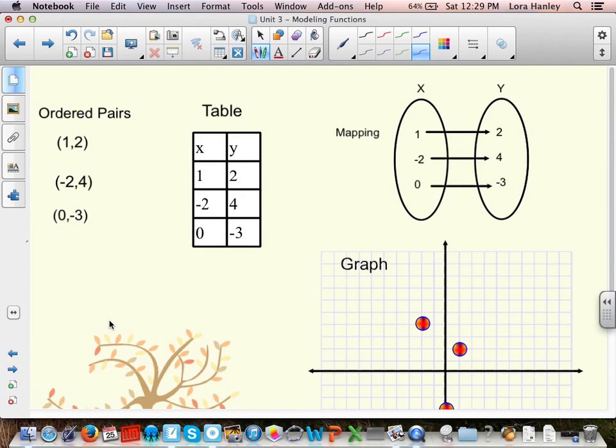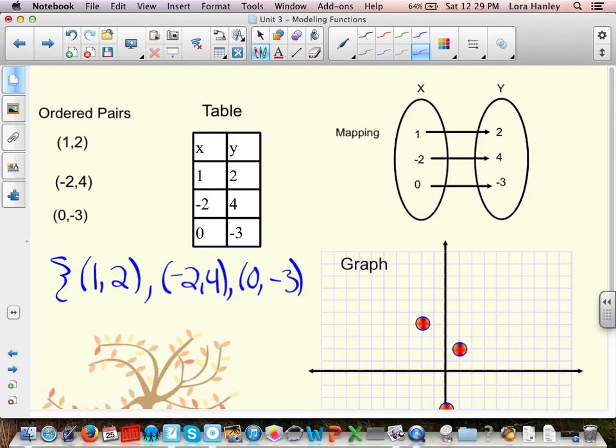Here we have shown that same relation. We have now written out our ordered pairs, and usually we want to write it as a set of ordered pairs. So again, set brace, we have the point (1, 2), comma, (-2, 4), comma, (0, -3). Close your set brace. As a table, you're matching up the x's and the y's.